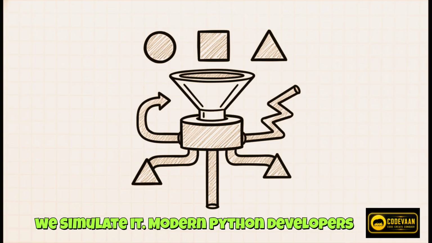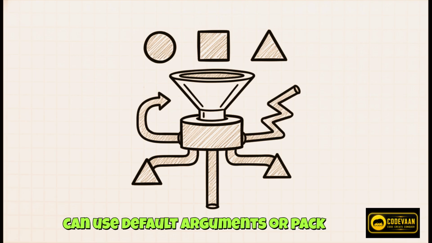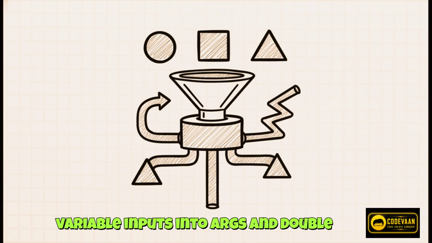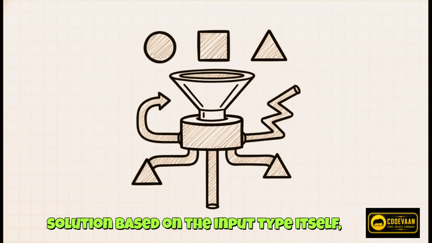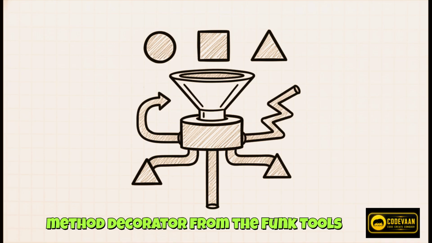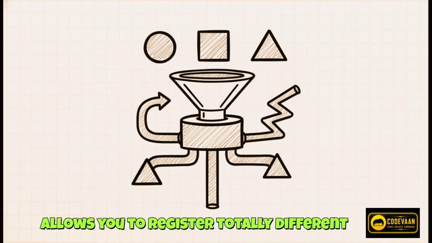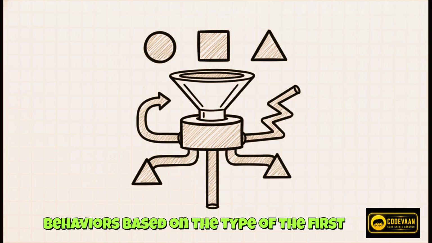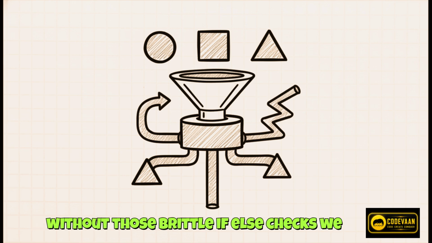So how do we handle situations where we really need different method signatures? Well, we simulate it. Modern Python developers use a few really clean alternatives. You can use default arguments or pack variable inputs into *args and **kwargs. But if you want a truly elegant solution based on the input type itself, you can import the @singledispatch decorator from the functools library. This is awesome because it allows you to register totally different behaviors based on the type of the first argument, giving you powerful overloading without those brittle if-else checks we talked about earlier.